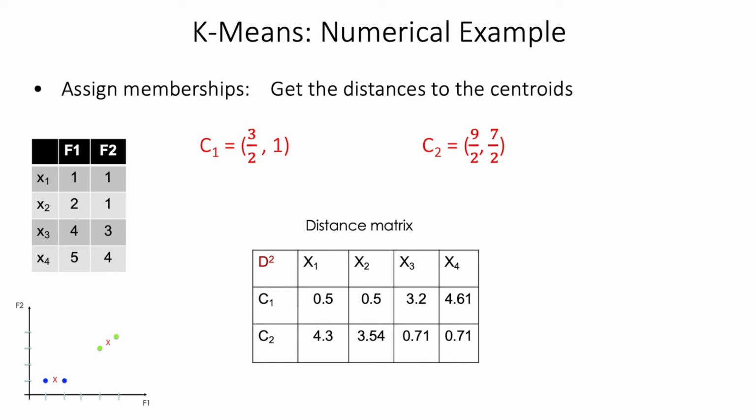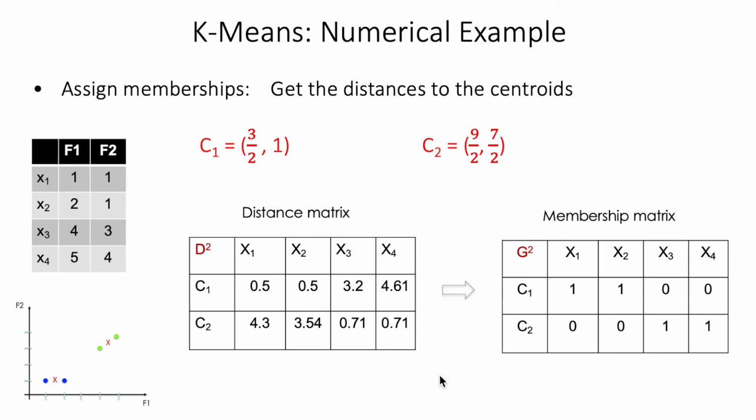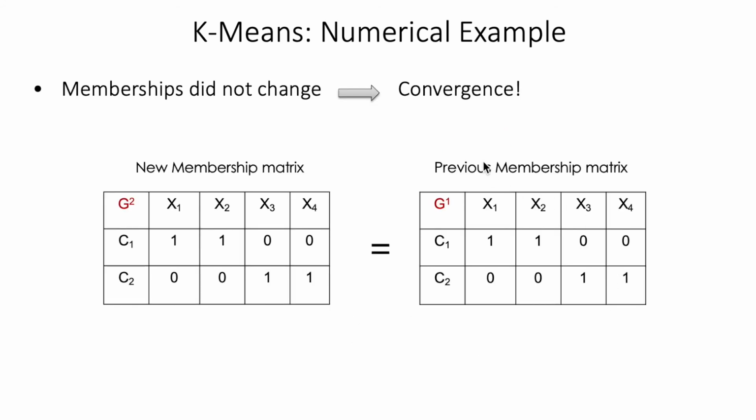Now with this new distance matrix, we can calculate the membership matrix, and we can see that it is this one. X1 is closer to C1, X2 is closer to C1, X3 is closer to C2, and X4 is closer to C2. So you can see that G2, which is the new membership matrix, is exactly the same as the previous membership matrix. So in other words, the memberships didn't change, so the centroids will not change. So we achieved convergence, and the algorithm stops.